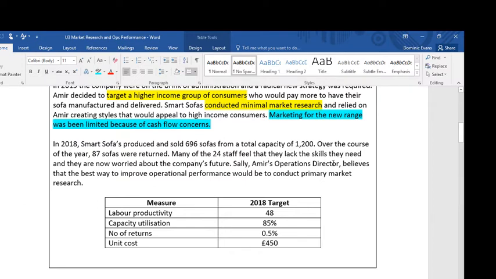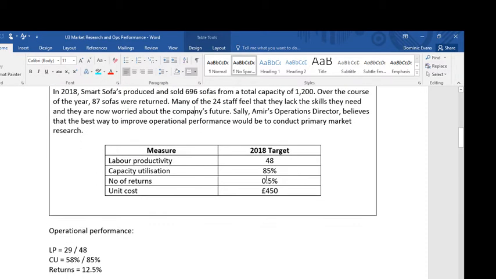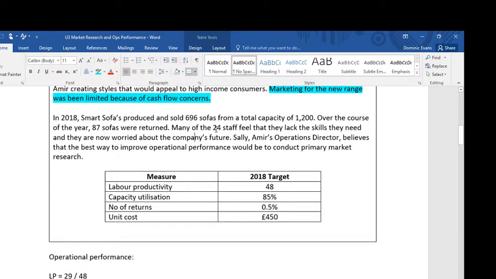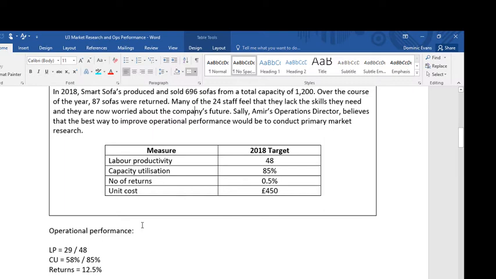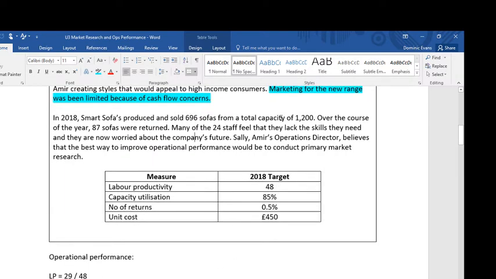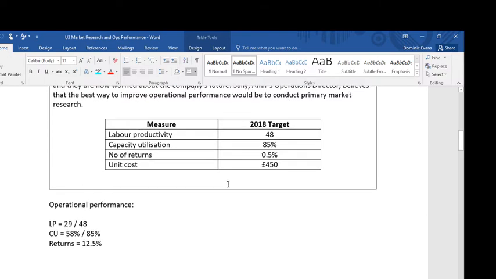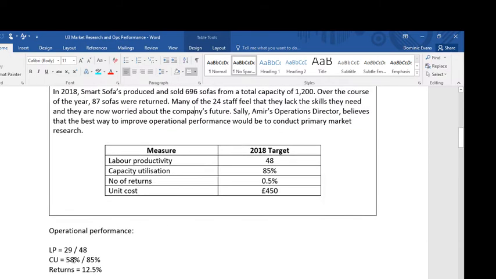Sally, Amir's operations director, believes that the best way to improve operational performance would be to conduct primary research. Okay, so let's just make the calculations that we can. When we calculate that 24 staff have produced 696 sofas, that's 29 each, way below their 48 target. 696 divided by 1,200 times 100 gives us 58%, which is their capacity utilisation.